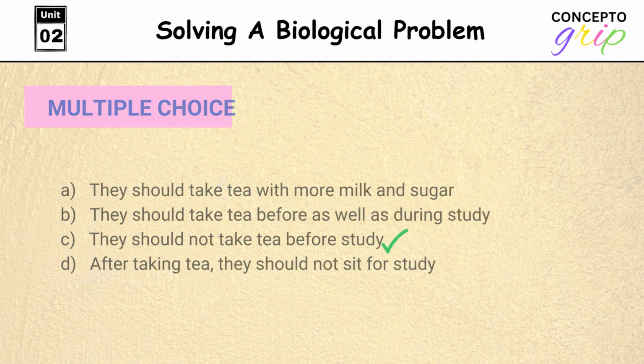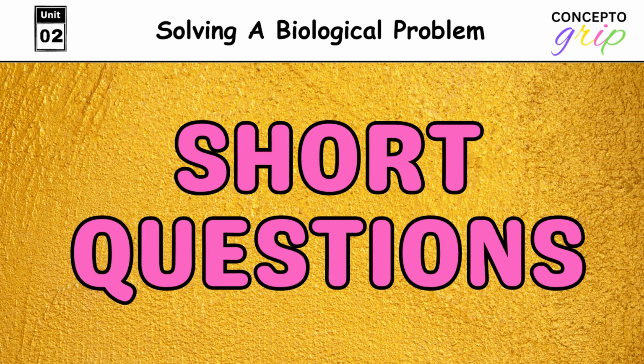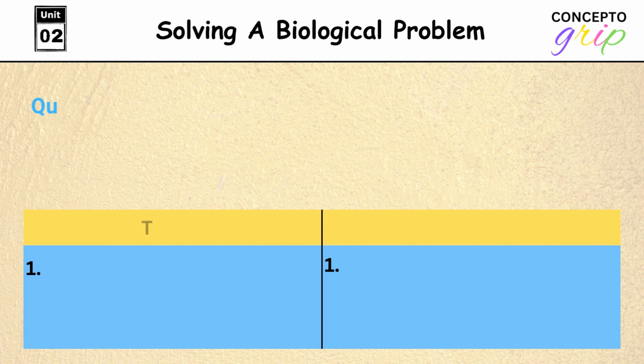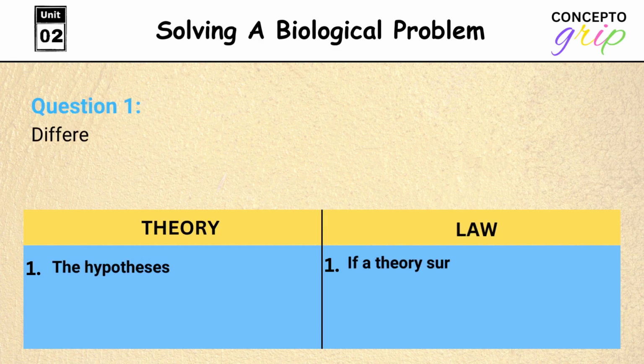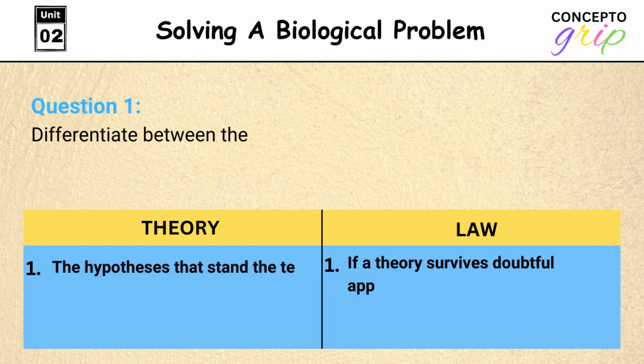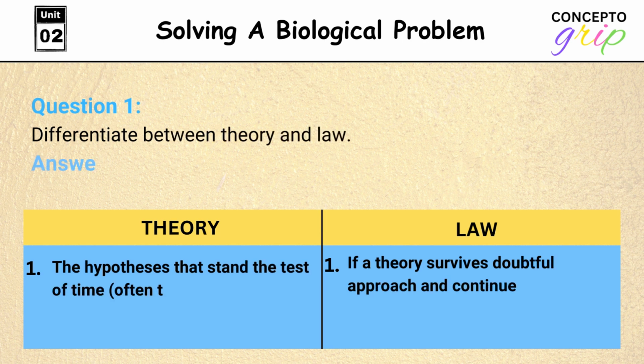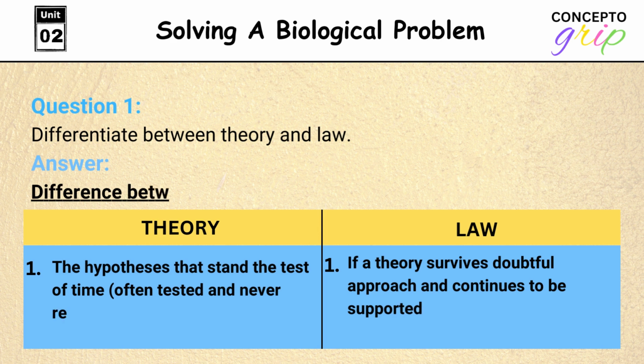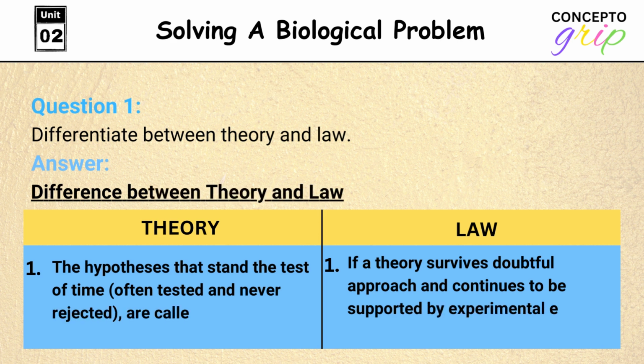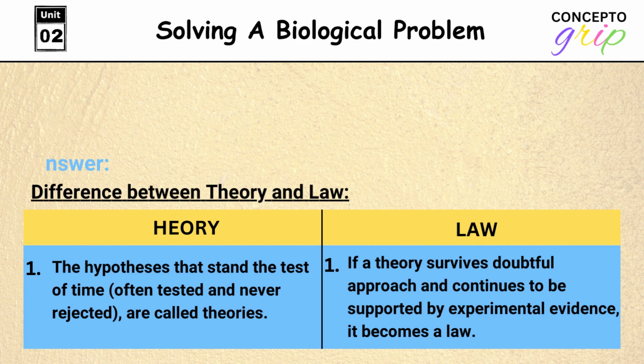Short questions. Question number 1. Differentiate between theory and law. Answer. Difference between theory and law. Difference number 1. The hypotheses that stand the test of time, often tested and never rejected, are called theories. If a theory survives doubtful approach and continues to be supported by experimental evidence, it becomes a law.